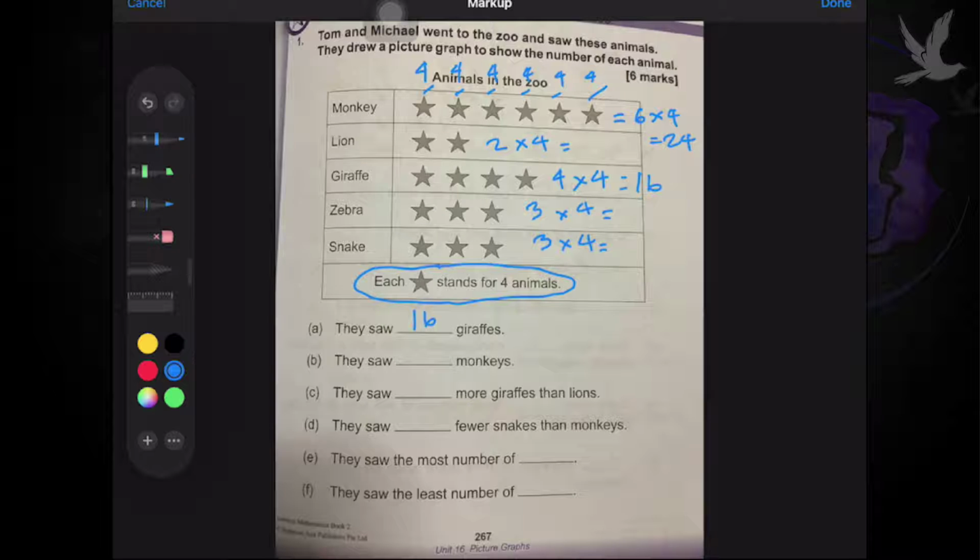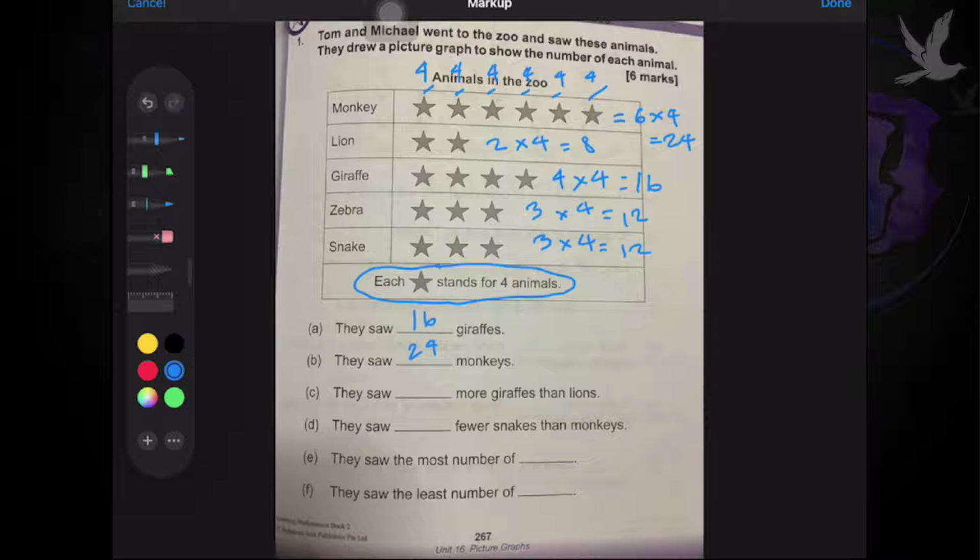Let's answer everything first. 2 times 4 is 8. 3 times 4 is 12. And 3 times 4 is also 12. So they saw 24 monkeys. They saw blank more giraffes than lions. So this is basically comparing.